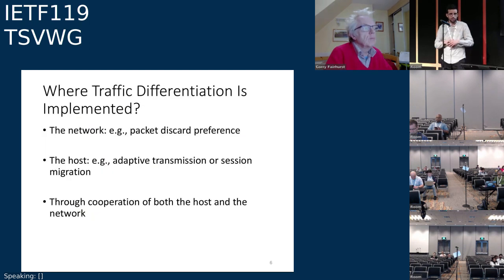Yeah, this is just an example of the differentiated treatment. This can happen at the network side, to implement what you call the packet discard preference, or at the host. The host can adapt the transmission to the metadata which is provided by the network, or it can migrate the connection to another path if a signal is received from the network. Next slide, please.